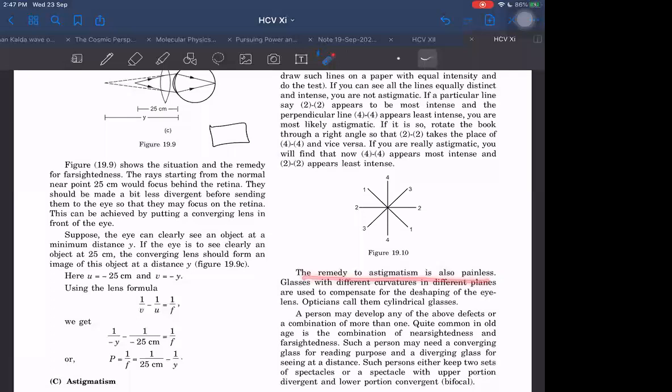Glasses with different curvatures in different planes are used to compensate for the D-shaping of the eye lens. Opticians call them cylindrical lenses. What we call those as cylindrical lenses.